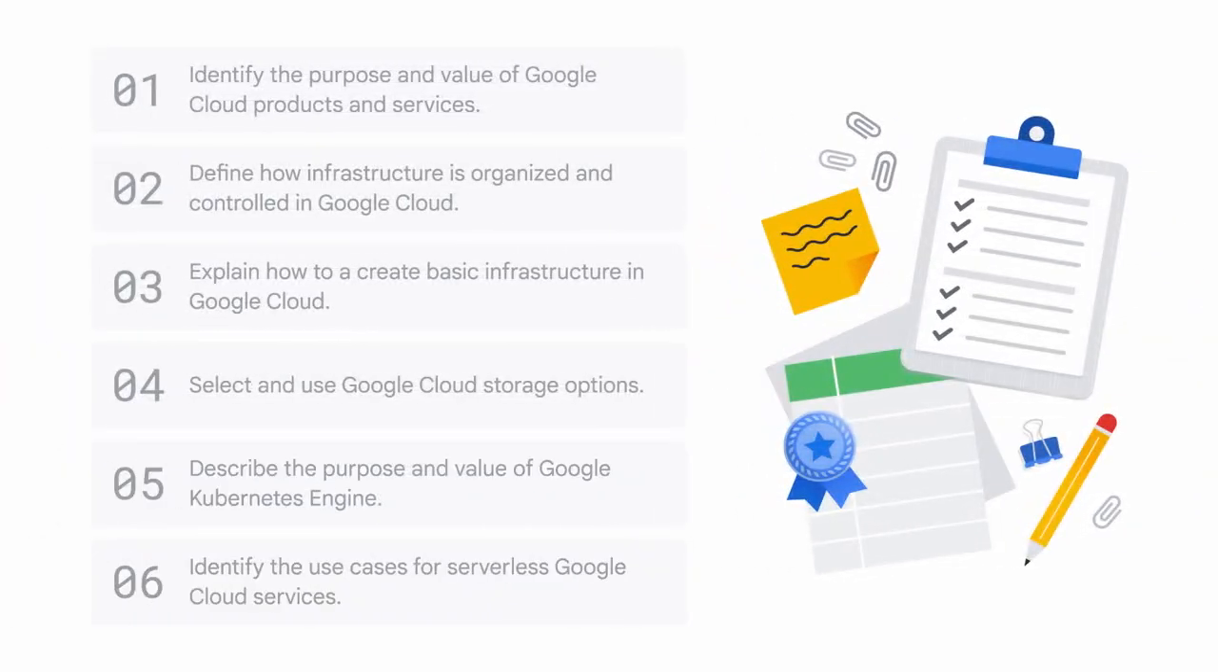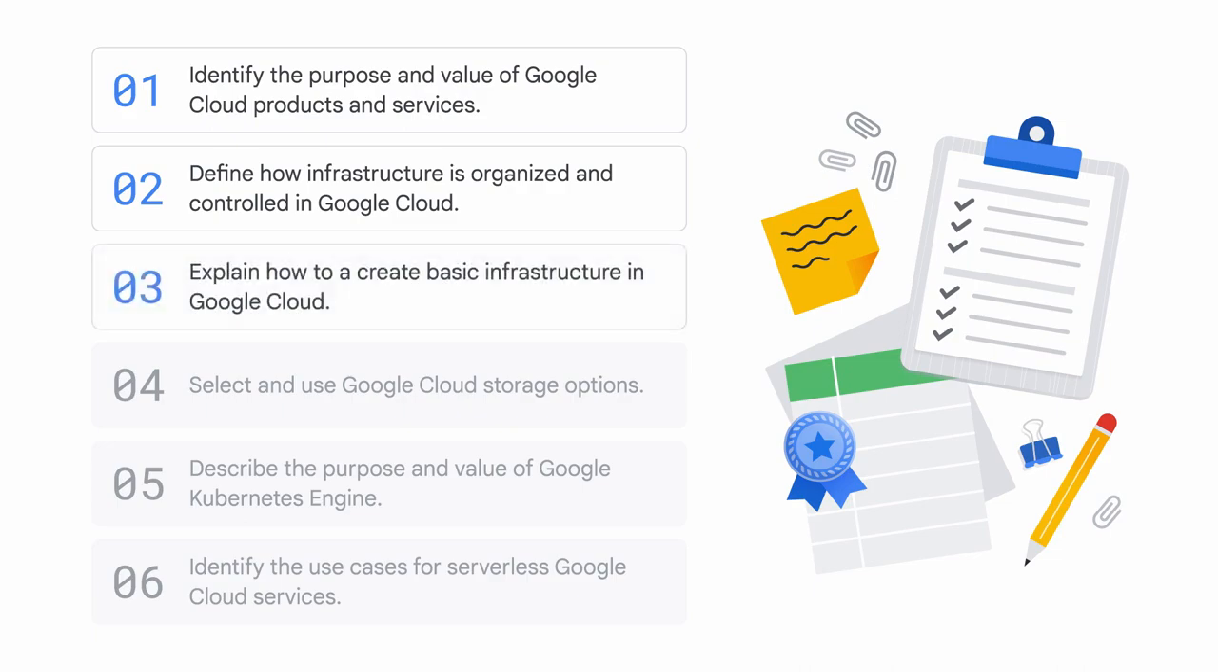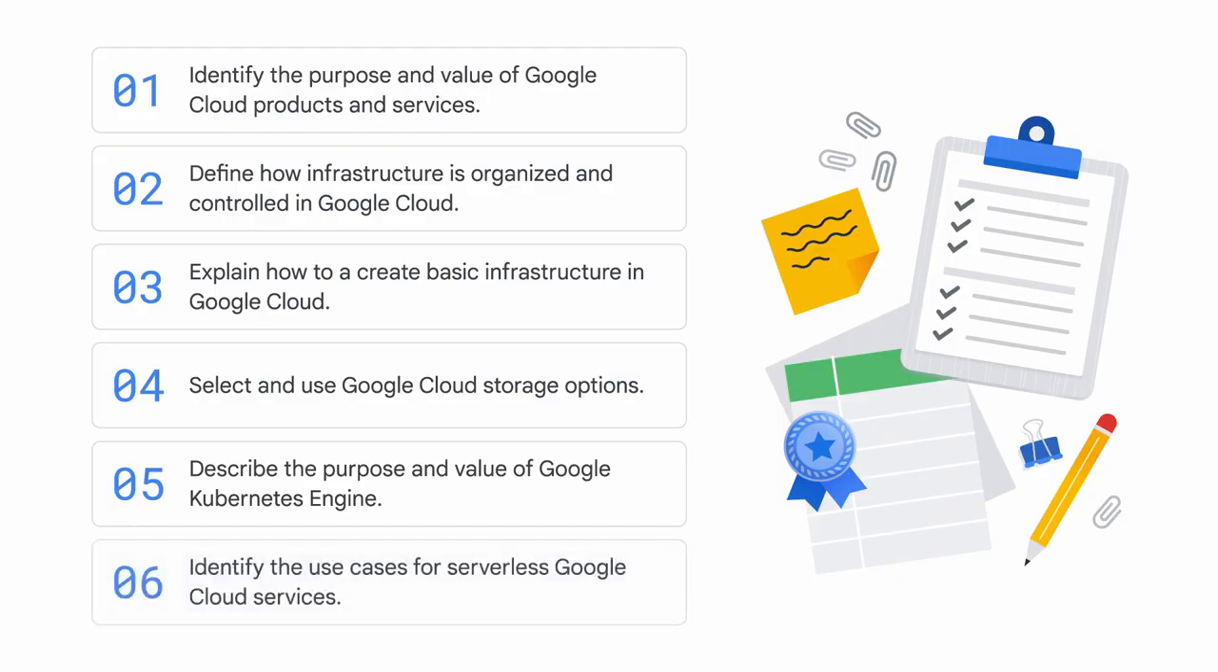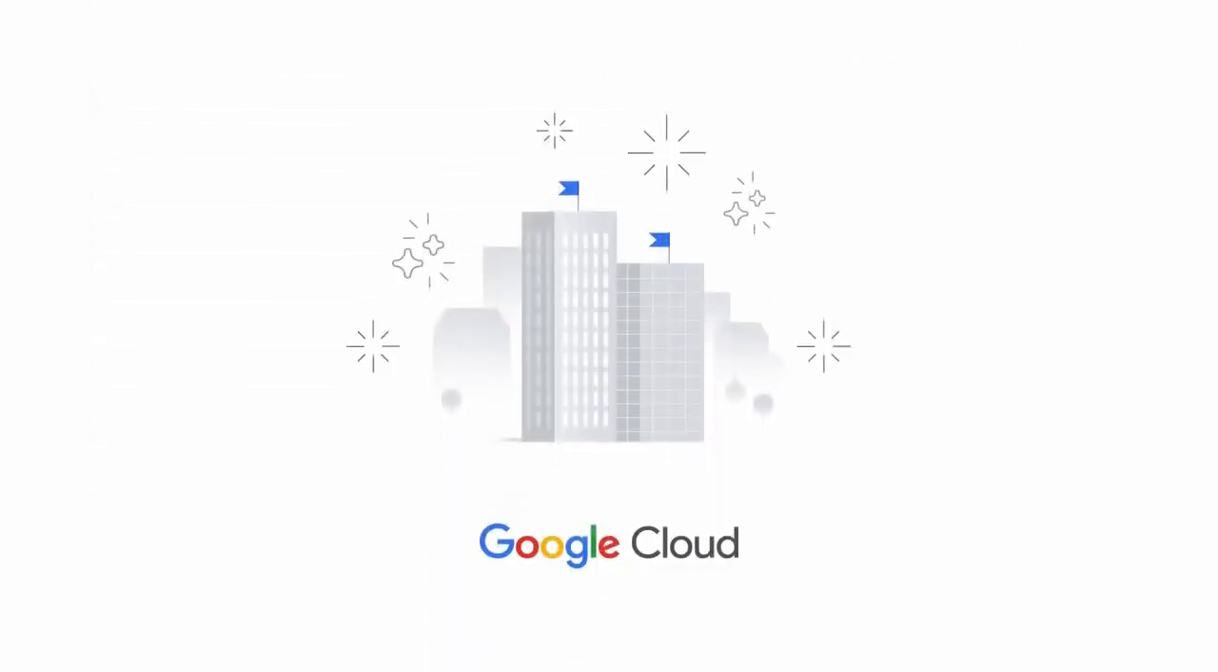There are 6 key learning objectives that we're hoping to achieve. By the end of this course, you should be able to identify the purpose and value of Google Cloud products and services, define how infrastructure is organized and controlled in Google Cloud, explain how to create a basic infrastructure in Google Cloud, select and use Google Cloud storage options, describe the purpose and value of Google Kubernetes Engine, and identify the use cases for serverless Google Cloud services.